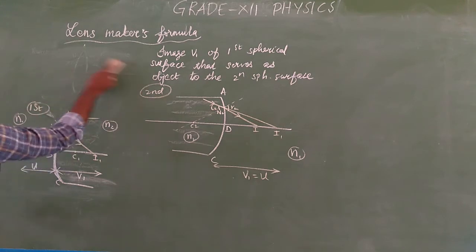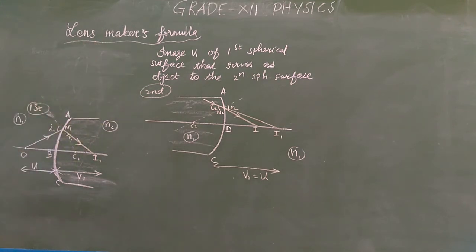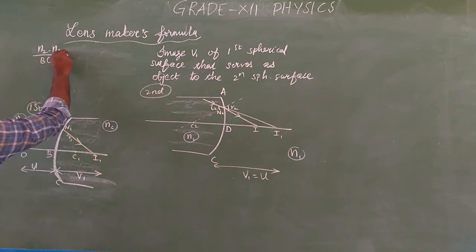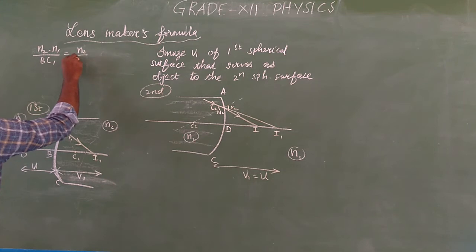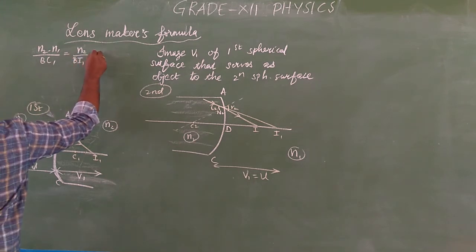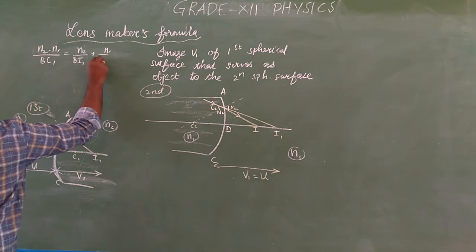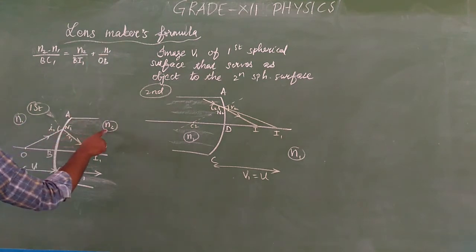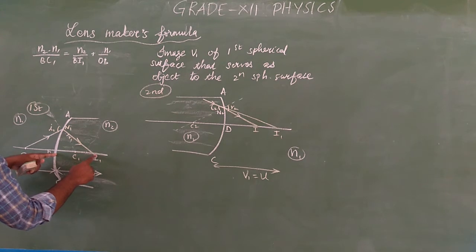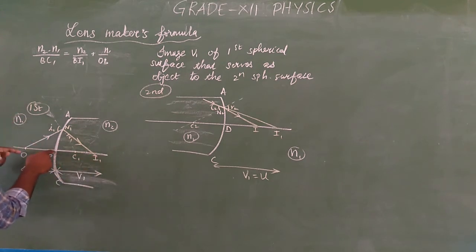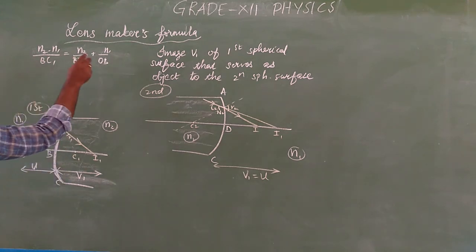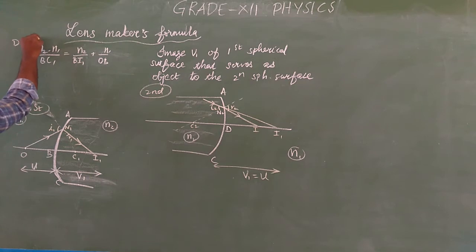In this first spherical surface, we will use the relation: N2 minus N1 divided by BC1, that is the radius of curvature, which is equal to N2 by BI1 plus N1 by OB. Which means the light is coming from denser to rarer.